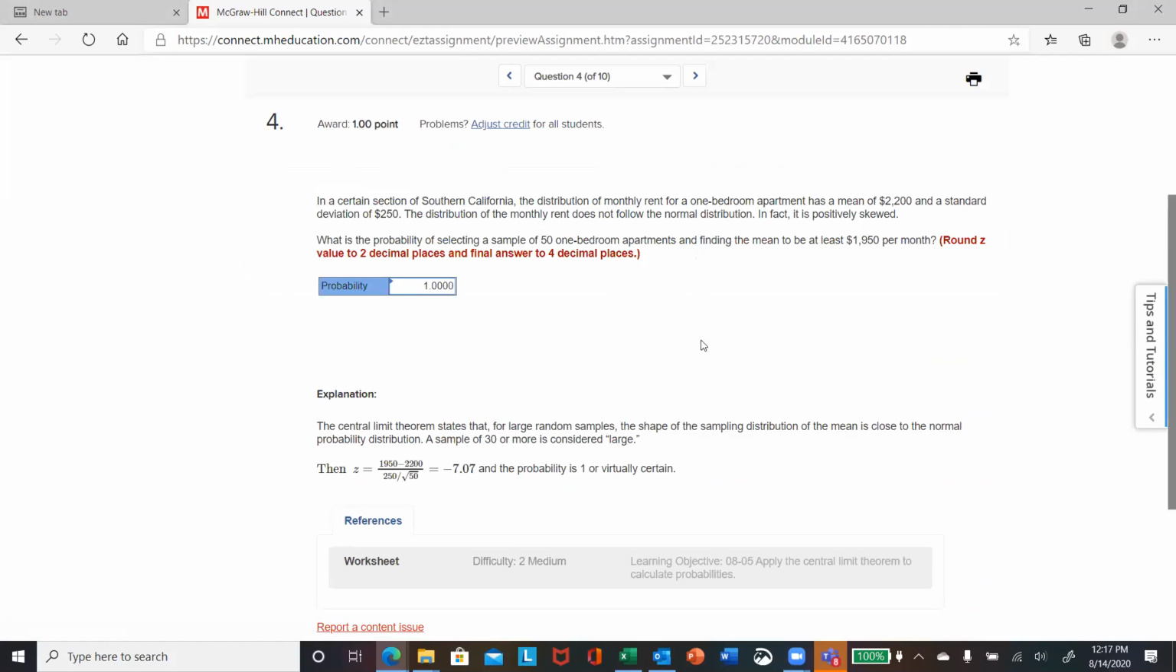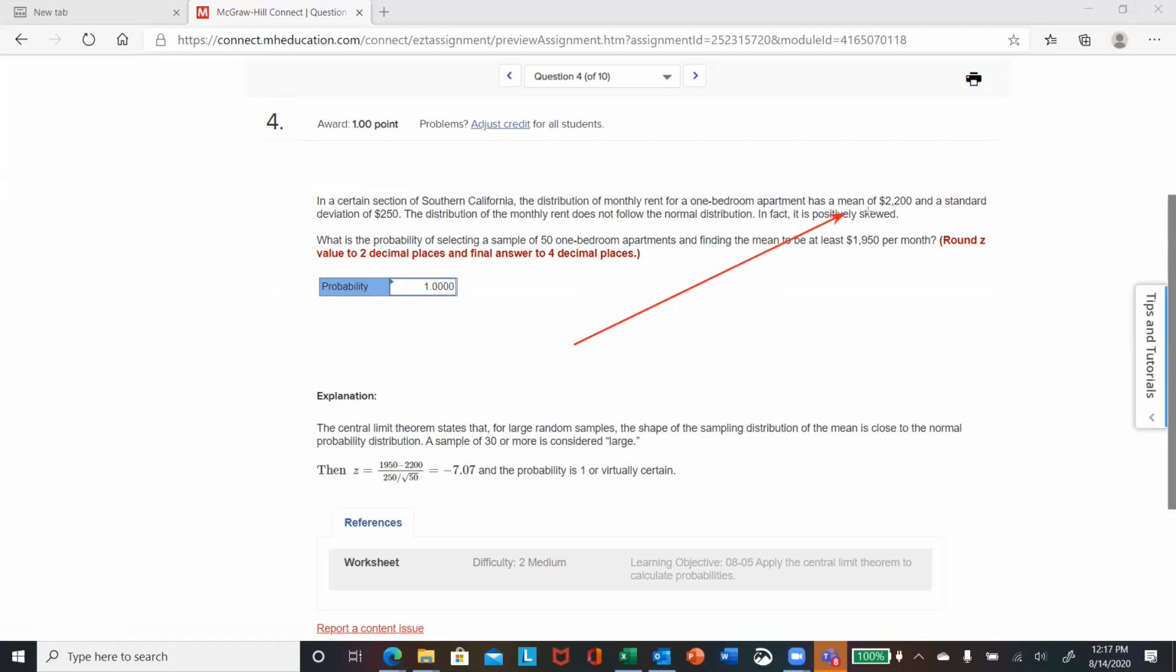Let's check out number 4. And on this one, they give us a distribution, mean 2200, standard deviation is 250, it's normal. It says, what is the probability of selecting a sample of 51 one-bedroom apartments and finding the mean to be at least 1950? And so the idea here is if you plug this into your Z-value formula, notice 1950 minus 2200, 250 divided by the square root of n, you get a negative 7.07.